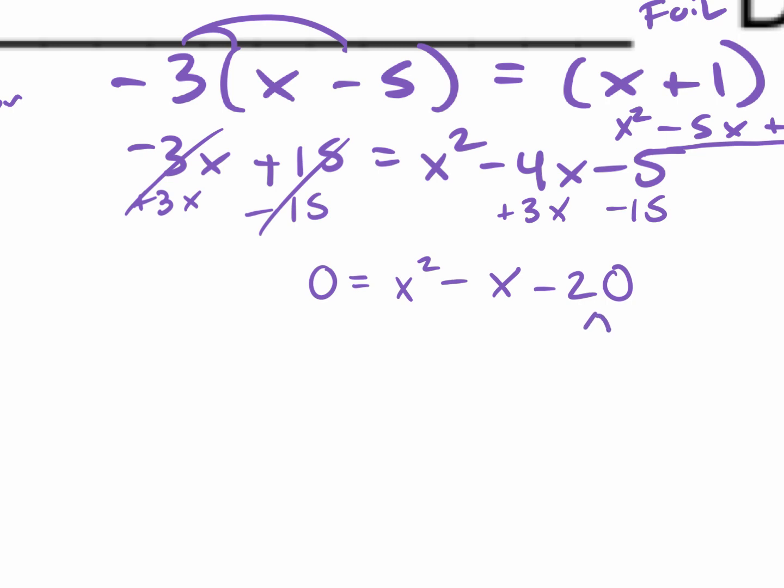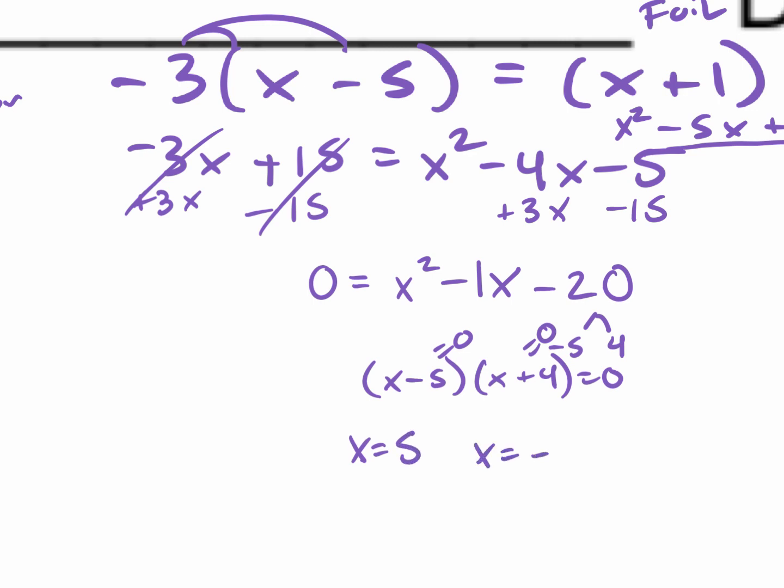Now, what are two factors of negative 20 that add to negative 1? Negative 5 and 4. So x minus 5 and x plus 4. What would we do next? Set them both equal to 0. So x is equal to 5 and x is equal to negative 4.